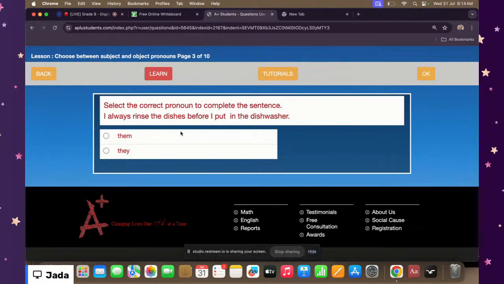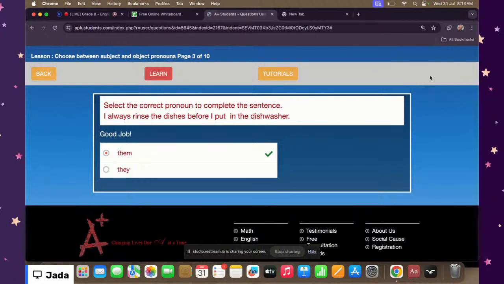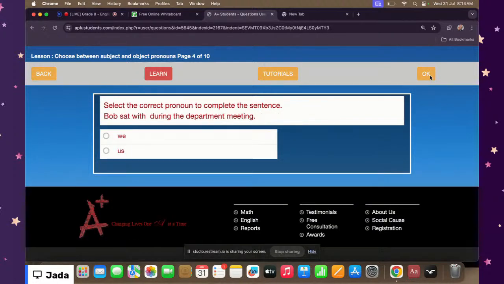I always rinse the dishes before I put dash in the dishwasher. Before I put, is it them or they in the dishwasher? So this is an object pronoun. So before I put them in the dishwasher. Bob sat with dash during the department meeting. Bob sat with we or sat with us. So sat with us is the most suitable pronoun that should be there.